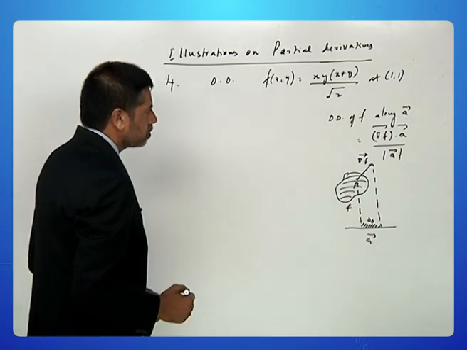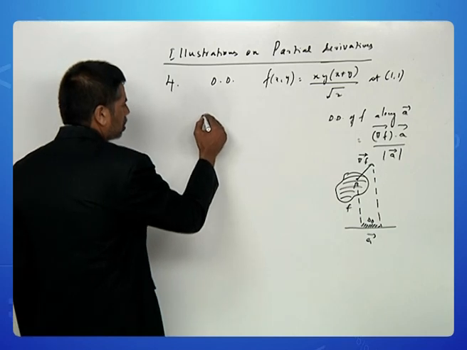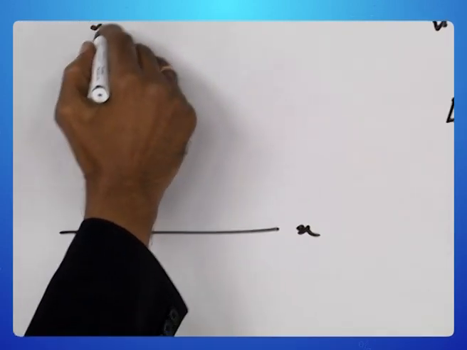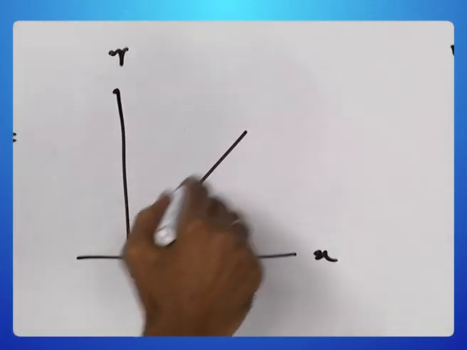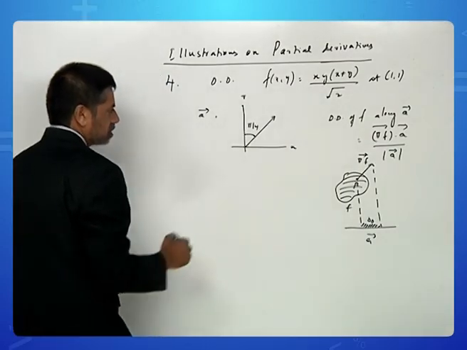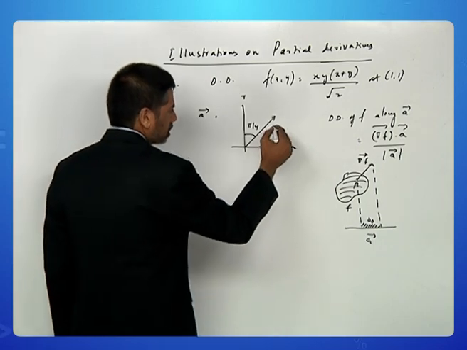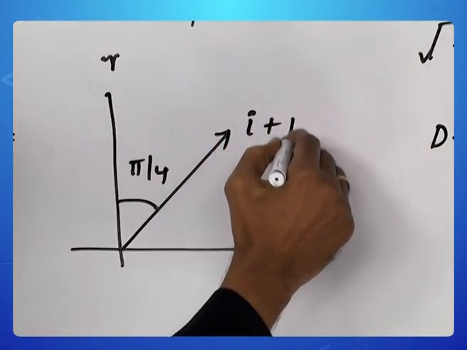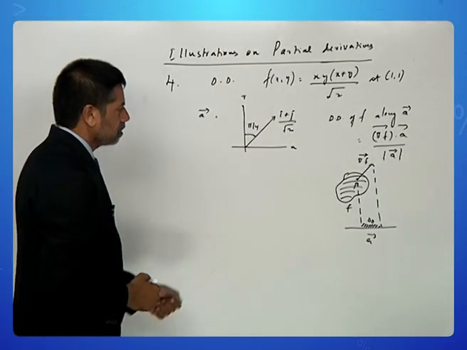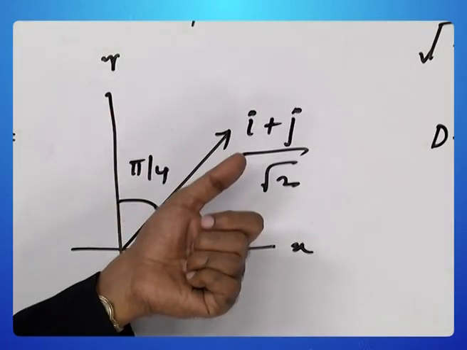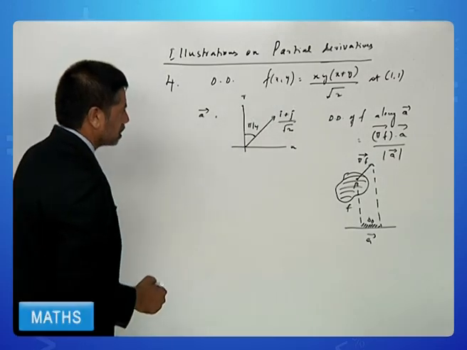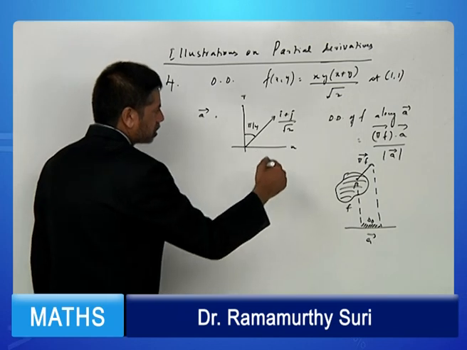Now in this question, the vector A is a unit vector making an angle 45 degrees with the y-axis. So it also makes the same angle with the x-axis. So therefore, (i plus j) by root 2 will be the vector A. Okay, because cos alpha i plus sin alpha j. Because alpha is pi by 4, it will be 1 by root 2 in both the cases. So now let's look at the calculation.